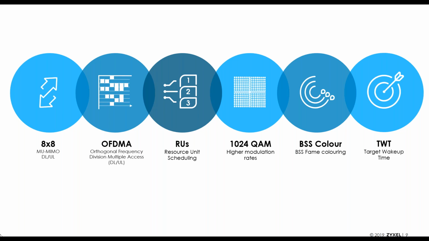And then we've also got target wake time, which is another important resource scheduling feature supported by the AX protocol. It allows devices to negotiate when and how often they will wake up to send and receive data, and it increases the device's sleep time and ultimately improves the battery life of the actual client devices.